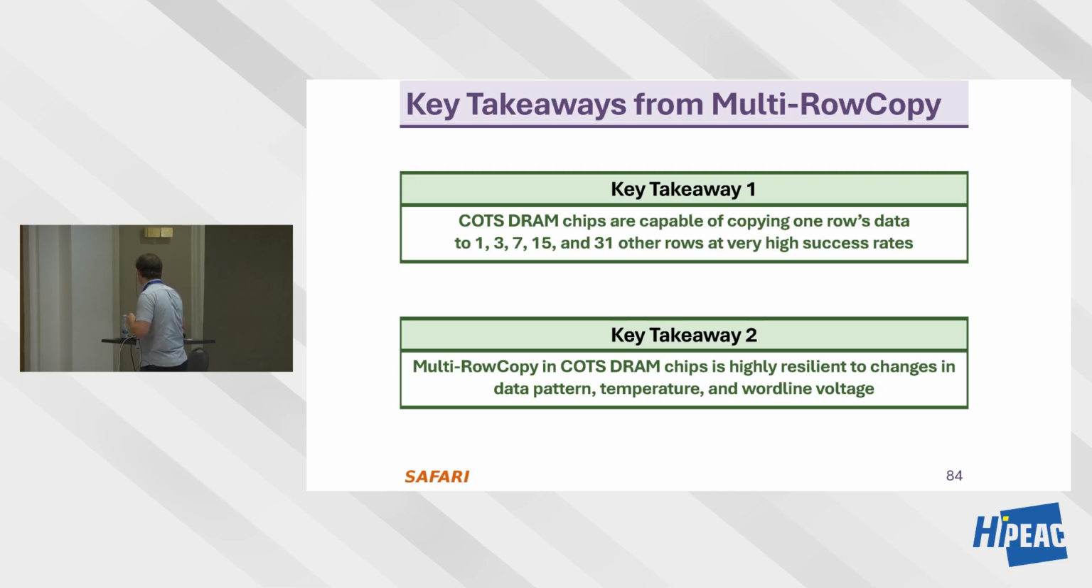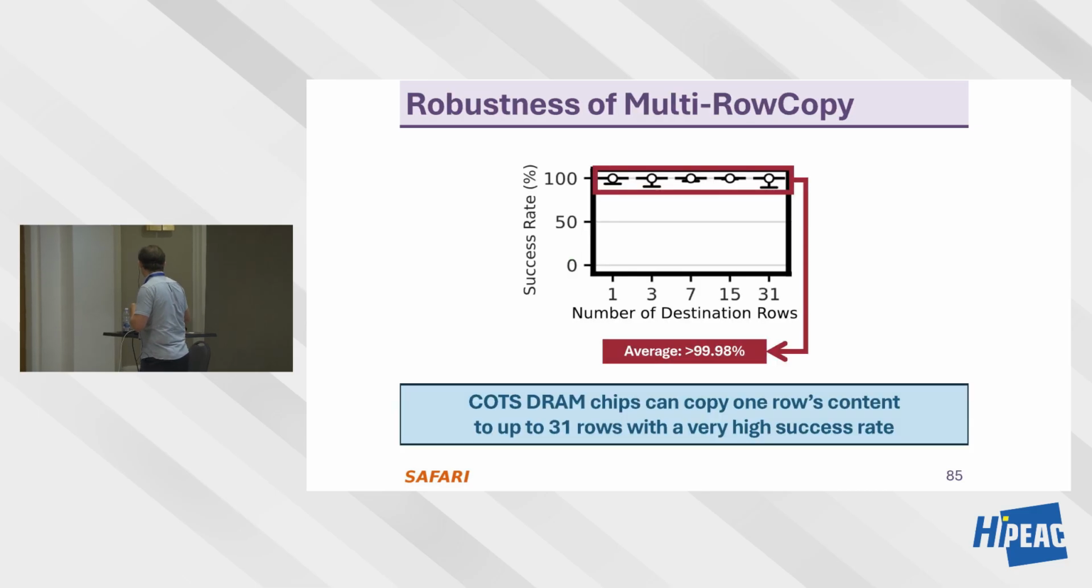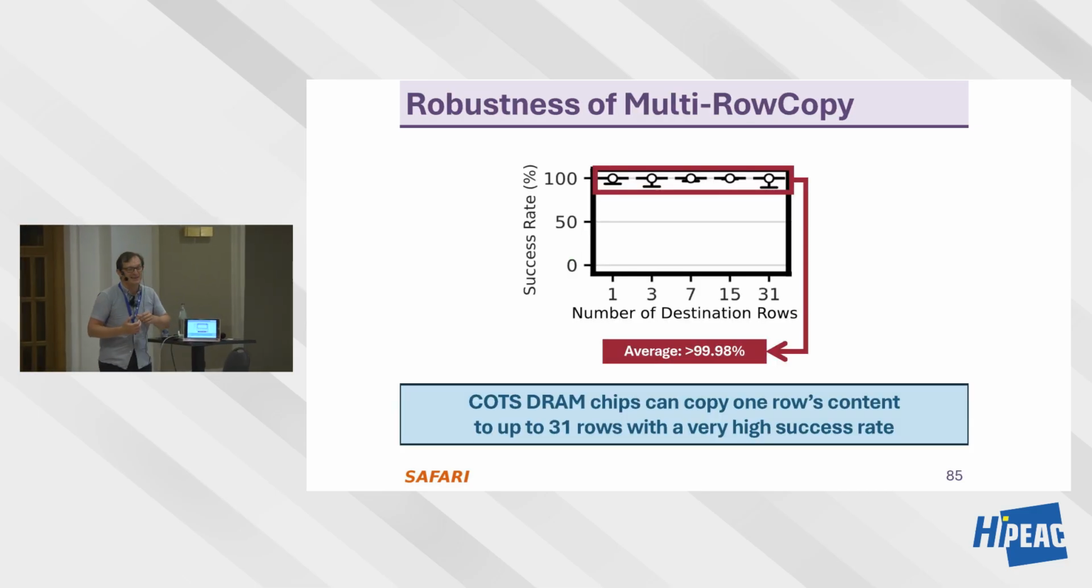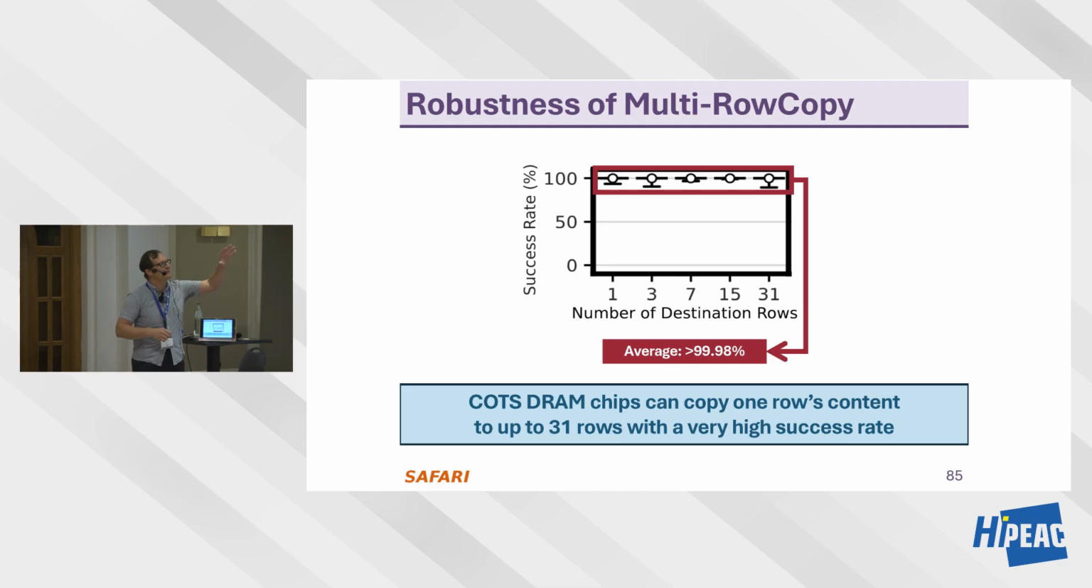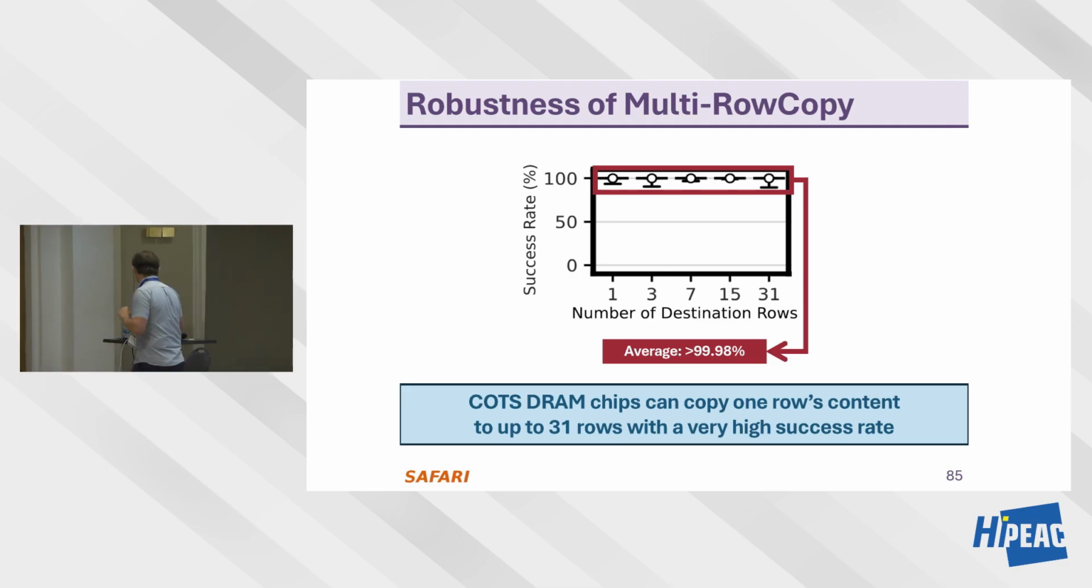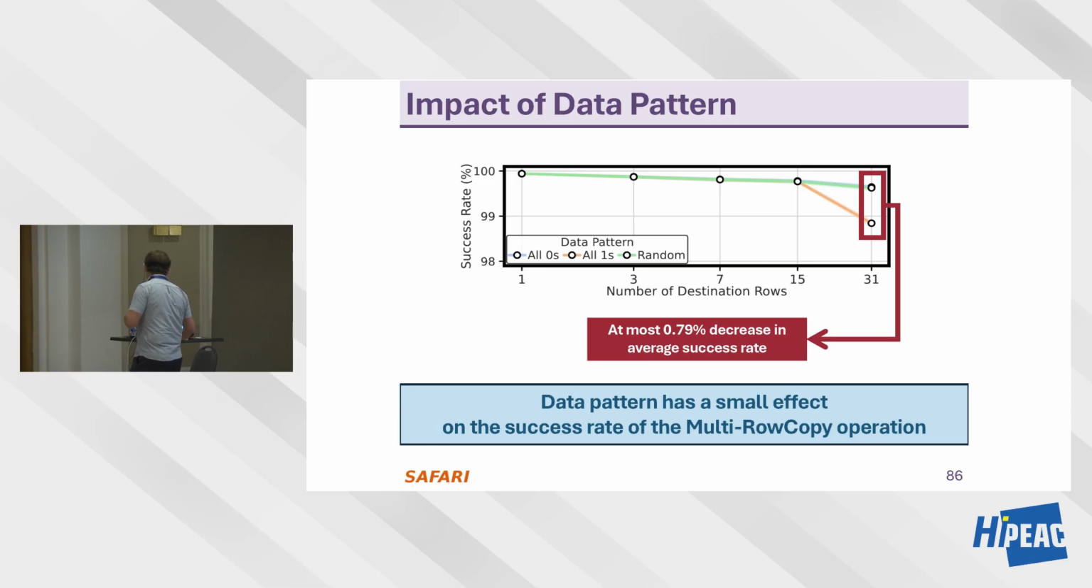You can copy one DRAM row to many rows at very high success rates. I'm going to show you the success rates over here. And this is very resilient to data pattern, temperature, and word line voltage. So you can see the success rates. This is almost 100% in many cases. There's some variation across chips, etc. Copying is very easy because it doesn't involve any computation, so the variation in noise is not that much in this case. And then data pattern, once you go to 31 rows, you can see the numbers over here are all greater than 99%.